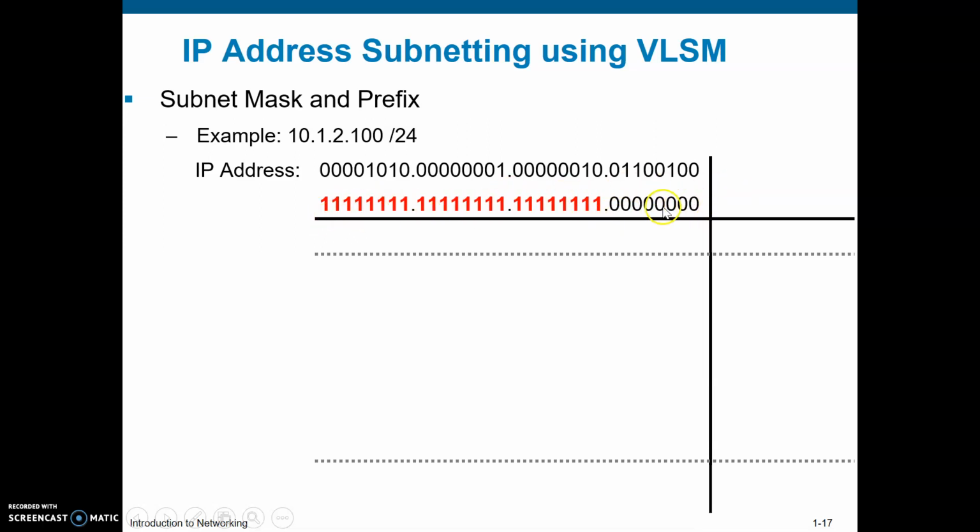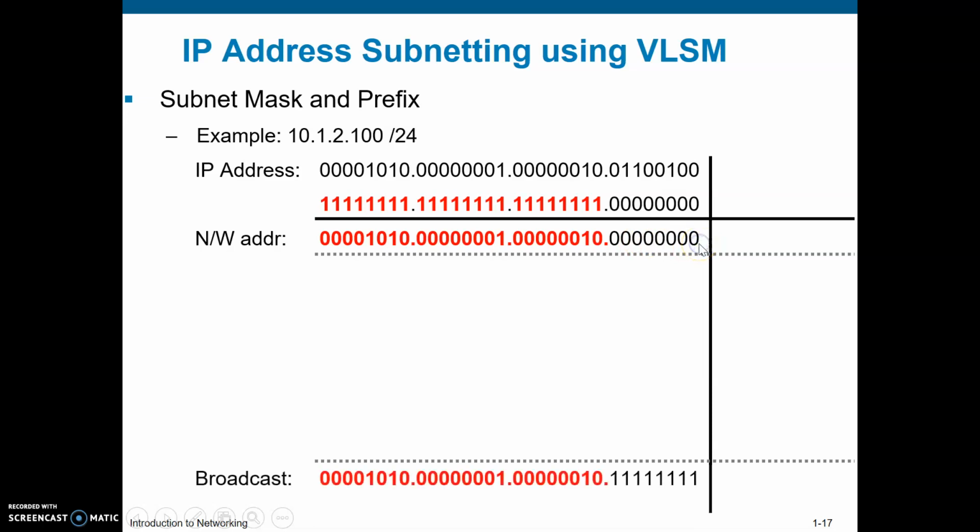of 0. So where are the network bits? The network bits are all here, the first 24 bits. If you want to identify the network address, the network address will be the first 24 bits, highlighted in red. How about the host bits? For the network address, the host bits are all set to 0. So the remaining 8 bits are set to 0. This will be your network address.